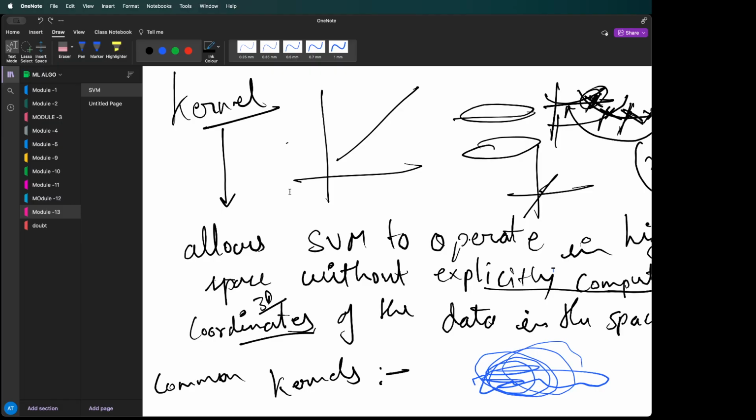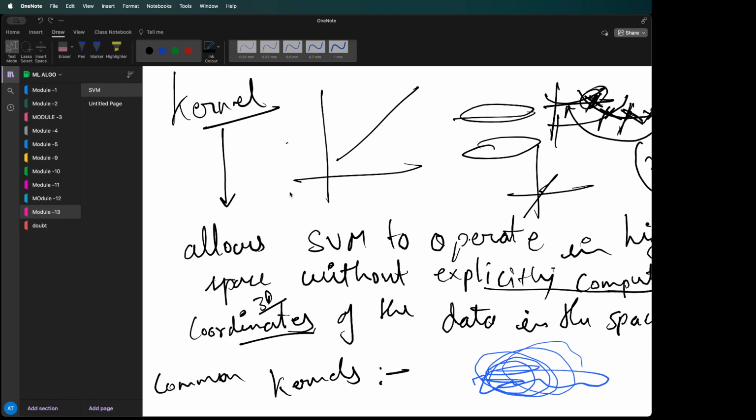So there are mainly 4 types of kernel: linear, polynomial, RBF, sigmoid. Linear works for linearly separable data. Polynomial can handle curved boundaries. RBF, radial basis function, is popular for non-linear problems. This will not be required, but okay. Does anybody have any doubt till here? Did you guys understand what a kernel is, or do you need an explanation of the kernel?